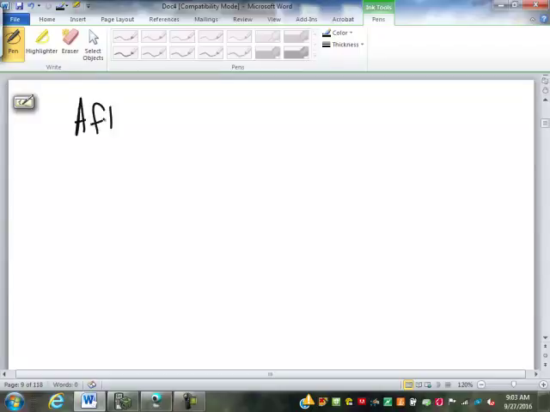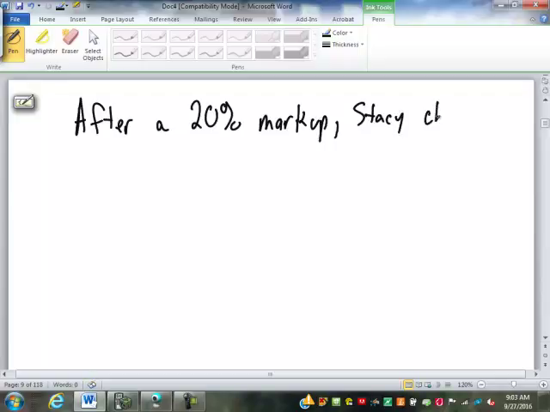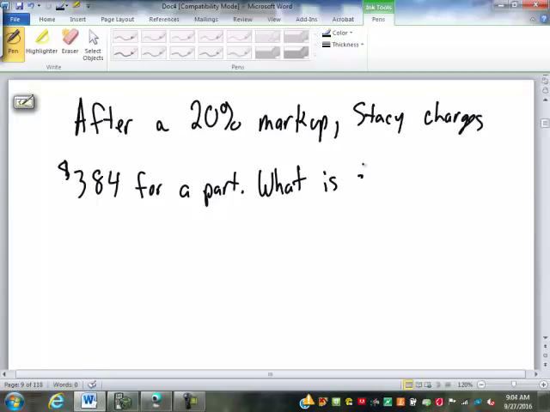That was Pat's discount. Does that make sense? So after a 20% markup, Stacy charges $384 for a part. Assuming that the whole markup was profit, what is Stacy's profit? Why don't you try that one in your notes quick?